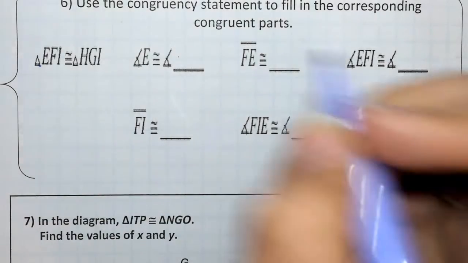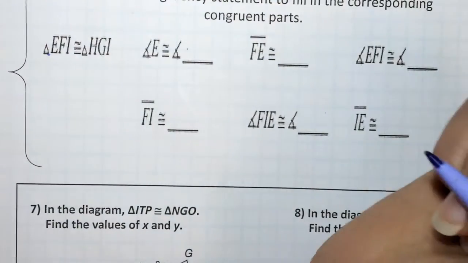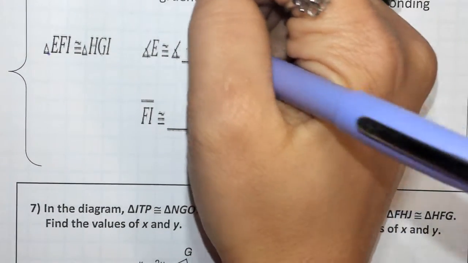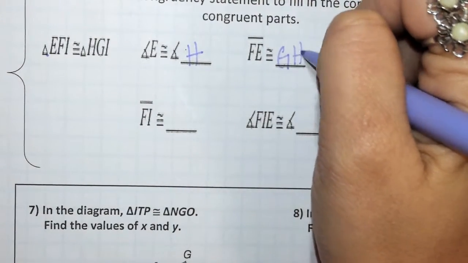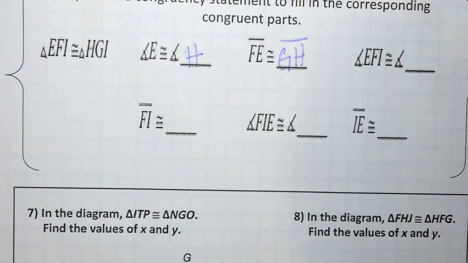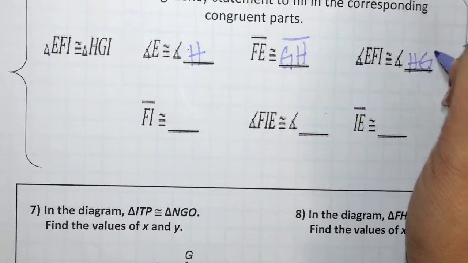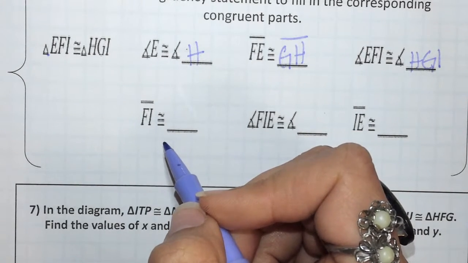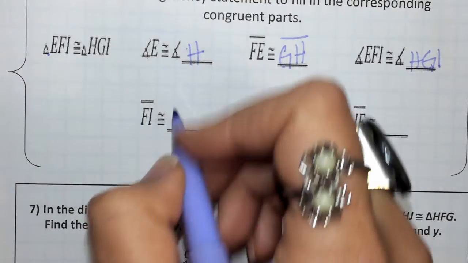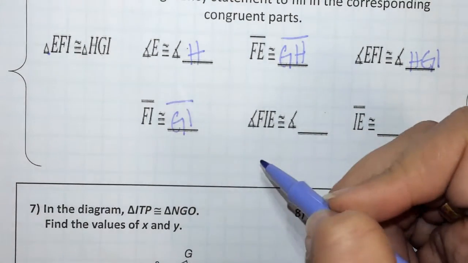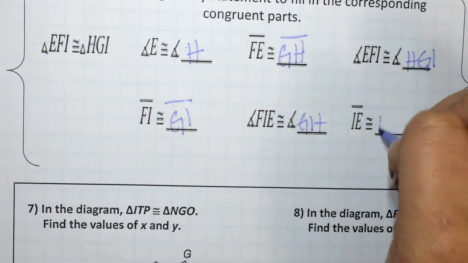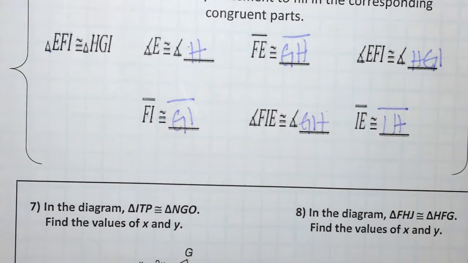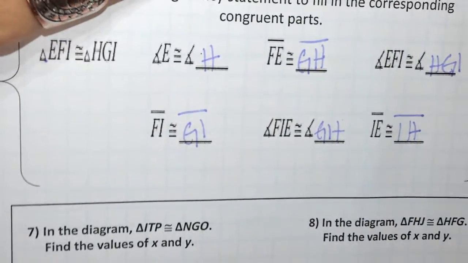Alright, what's angle E congruent to? H. Good. Take a point. What's segment FE congruent to? GH. What is EFI? HGI. That's what I'm talking about, children. What about FI? GI. What about FIE? And IE? IH. Good job. Alright, now let's look at the last part of what we're going to do before we get our study guide and talk about labeling it.